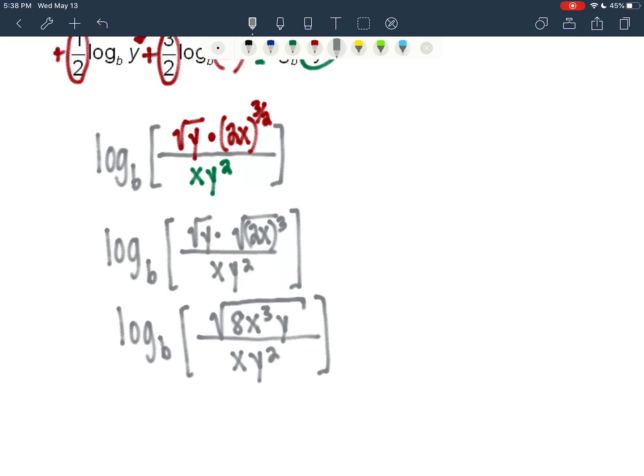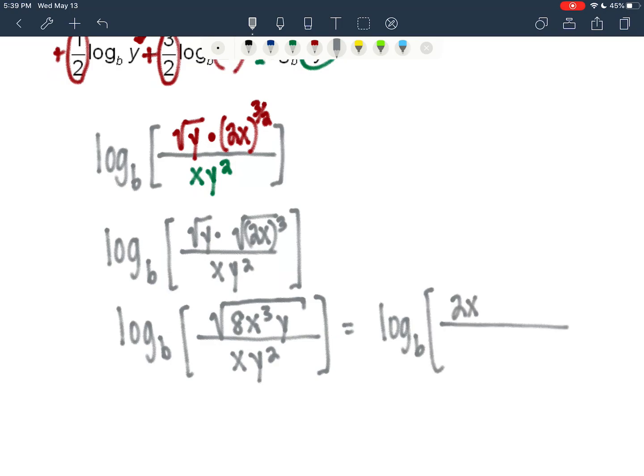Now there's some different things that we can do with that. So we could maybe even simplify it a little bit more, but that wouldn't be too bad. We could take out a 2 and an x, right? So I'd take out a 2 and an x, and that would leave me, let me write this, log base b.